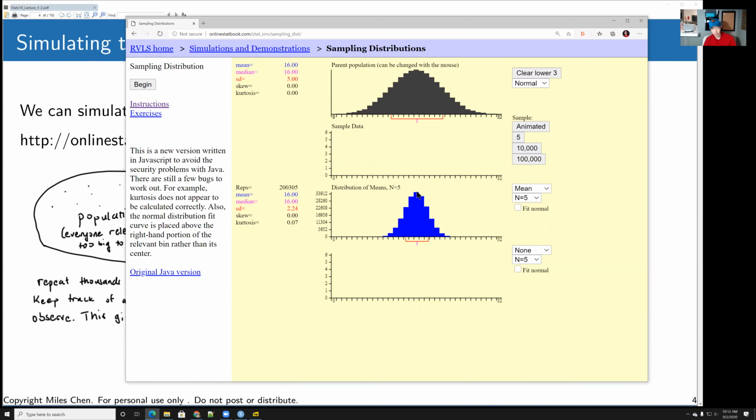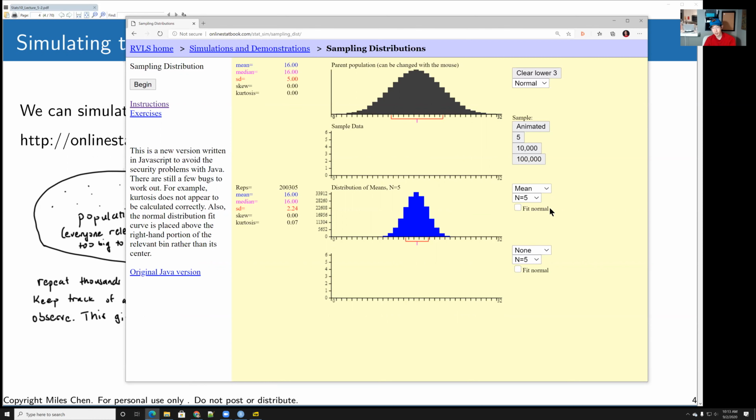And what we see is that it looks a lot like the normal distribution, okay? Its mean is 16, right around 16, so it's the same as the population mean, and its standard deviation is smaller. It's not a standard deviation of 5, which is the standard deviation of the population, but the standard deviation of this sampling distribution is around 2.24. Okay.